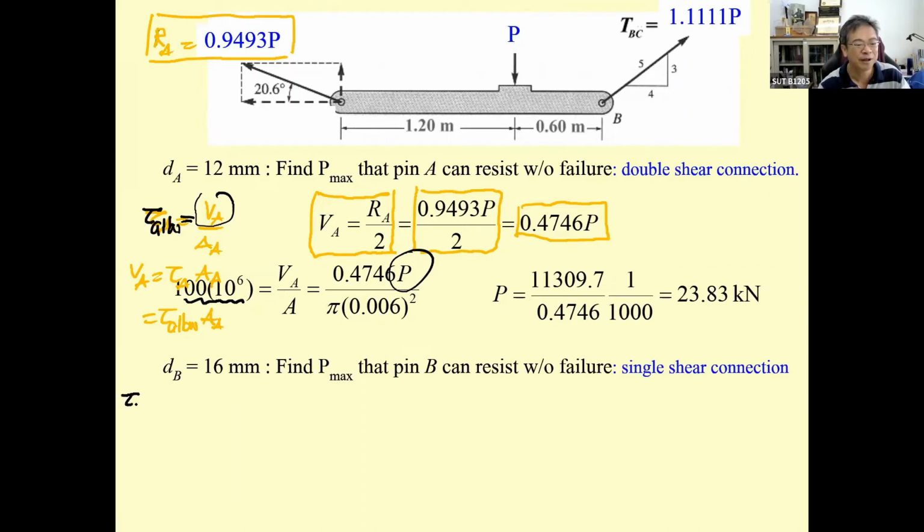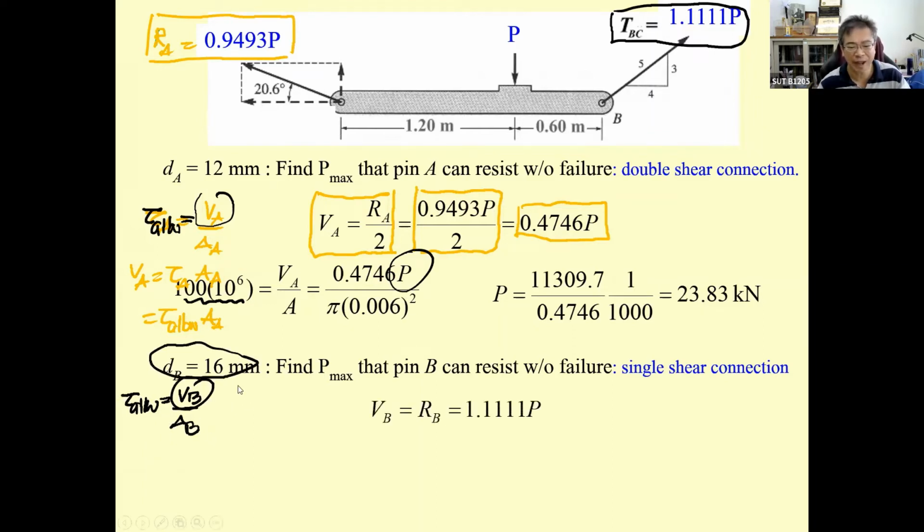And for the next one, we have tau allowable equal to V sub B divided by A sub B. The V sub B, since it is single shear, is going to be this one. The A sub B is determined from this. You just put everything together the same way: 100, this is tau allowable, V sub B divided by A. So you can solve the next one for the P.